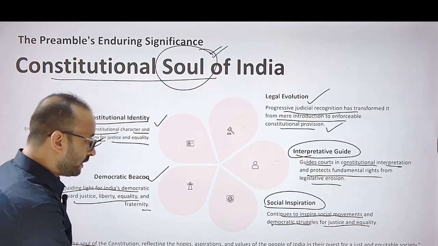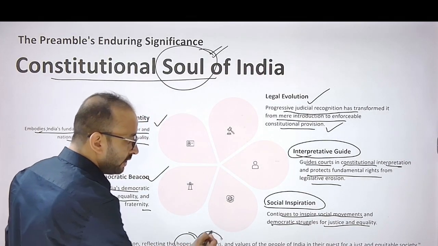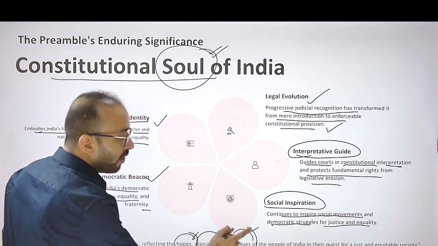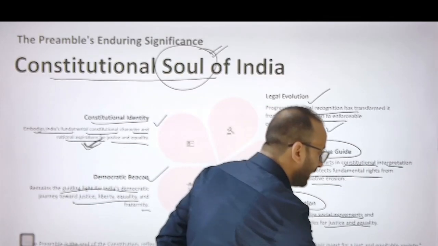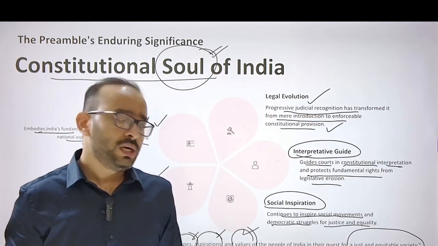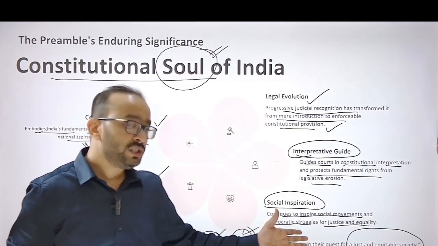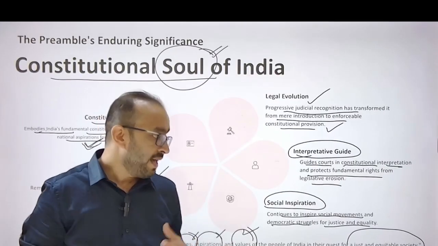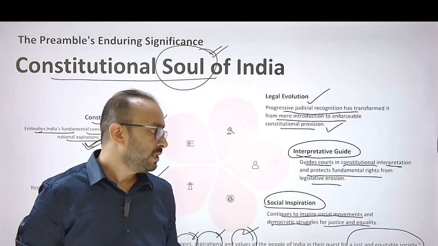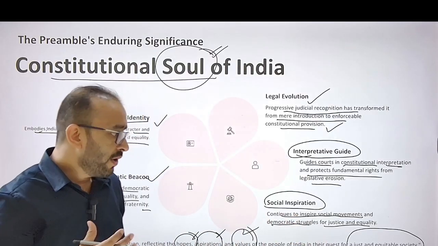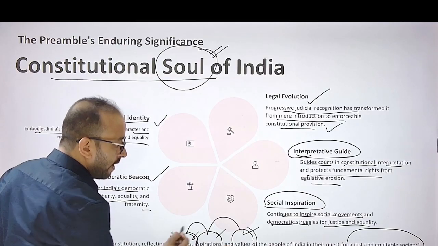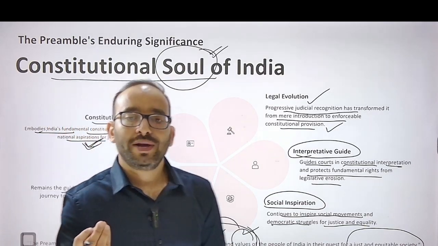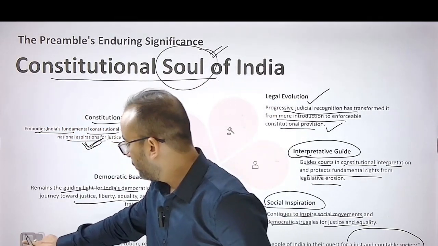Preamble is the soul of the Constitution, reflecting the hopes, aspirations, and values of the people of India in their quest for a just and equitable society. So, what is the purpose of having all this political setup? To have a just and equitable society. We are not living in a barbaric world. We want to achieve a society which is just and equitable. Every person gets justice. Every person gets equal opportunities, right? For this, the hopes, aspirations, and values are represented by the preamble. That is why it is the soul of the Indian Constitution.